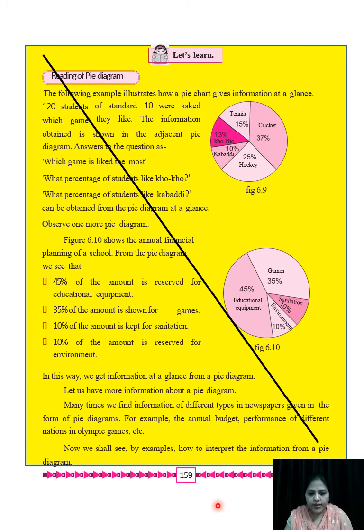Now we'll move ahead to page number 159. It is given reading of pie diagram. Means two things were given in pie diagram also. First one was to construct and the second one was reading of pie diagram. Now the construction part is still existing and reading of diagram is being cancelled. Now sums based on reading of pie diagram will not be asked in exam. See here on page number 159, the whole page has been cancelled.